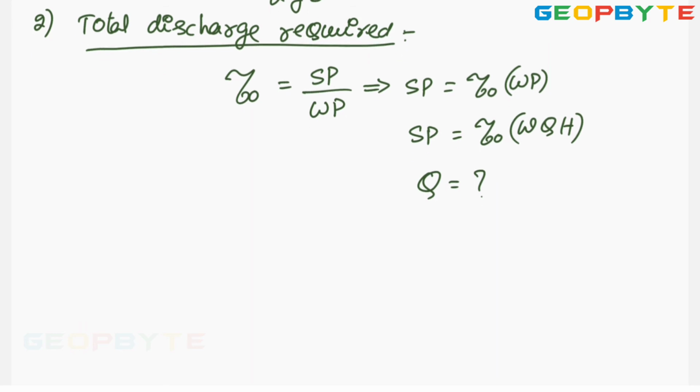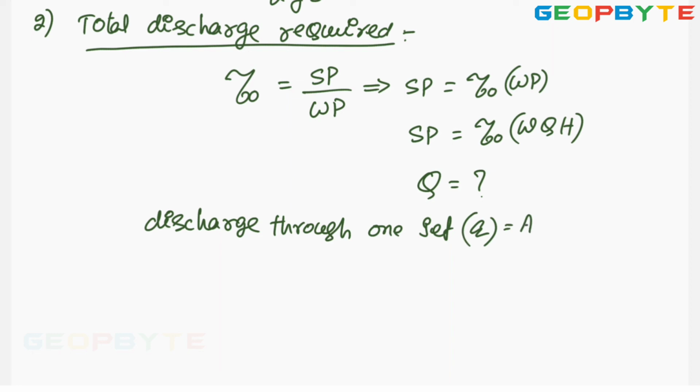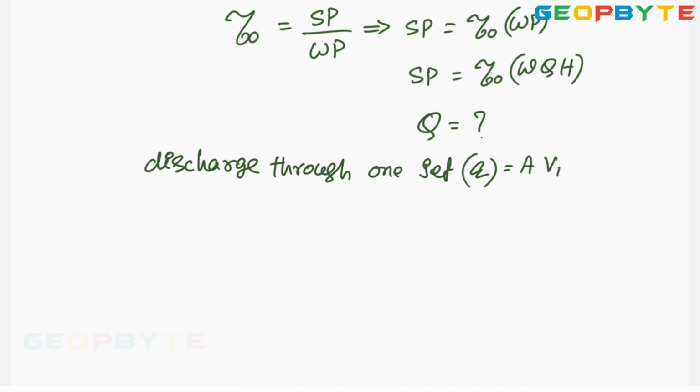Then discharge through one jet. Discharge through one jet, let it be small q, equal to area of the jet multiplied by velocity of the jet. This is the total discharge required. This is the discharge through one jet.